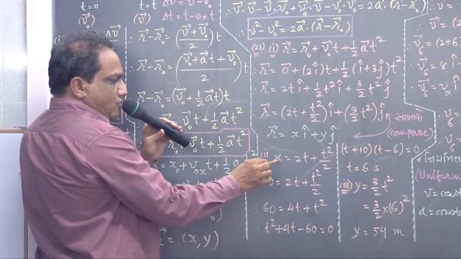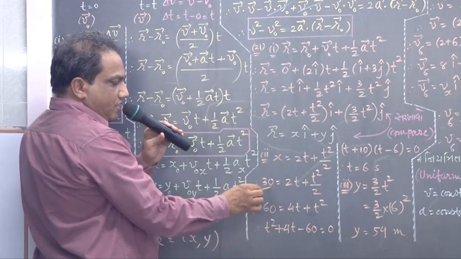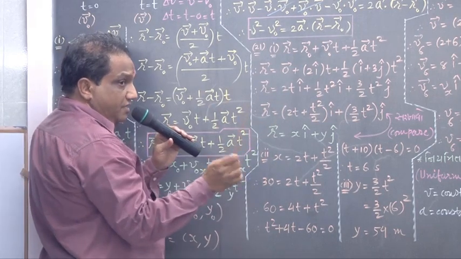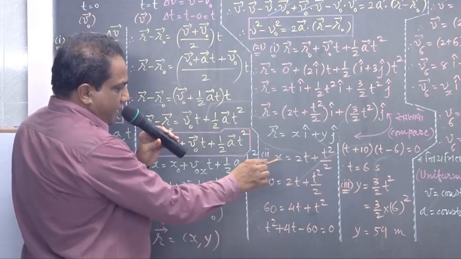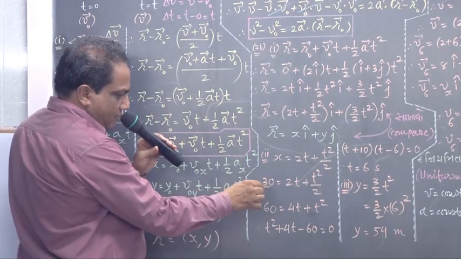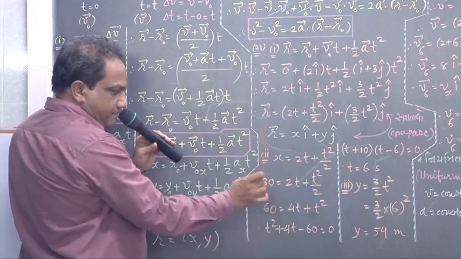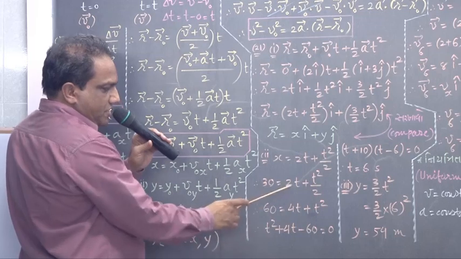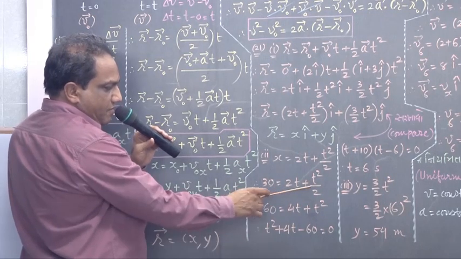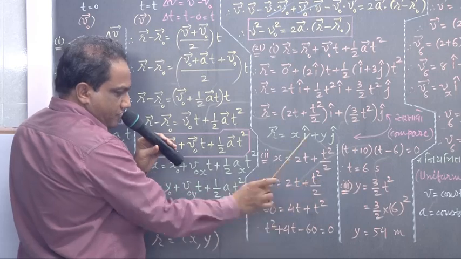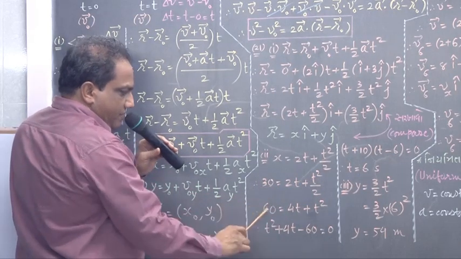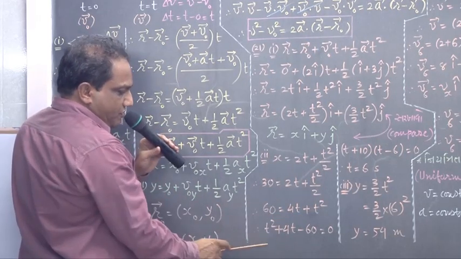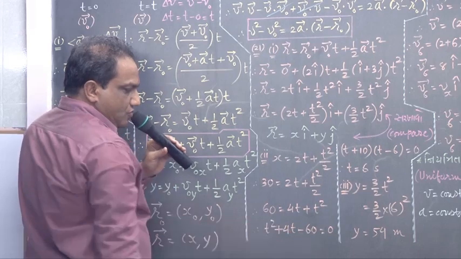Now you are given the x coordinate in the statement: 30 meter. x equals 30 meter. What is the y coordinate? That is what we have to find out. Put x equal to 30 meter, and the right hand side is the same. Multiply each term by 2. 30 becomes 60, 2t becomes 4t, and the 2 and 2 cancel, giving you t square. Transfer this 60 to this side and it becomes minus. So t square plus 4t minus 60 is equal to 0.